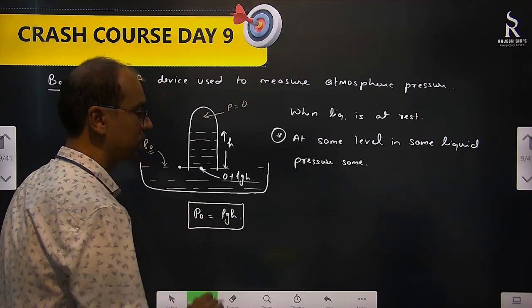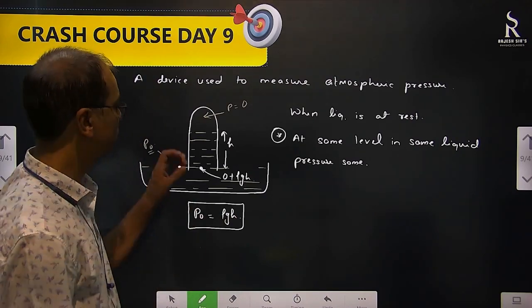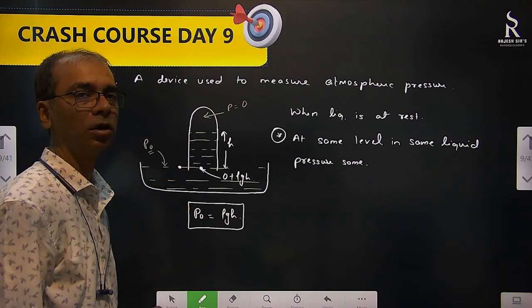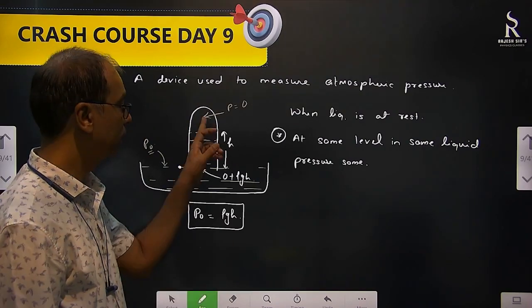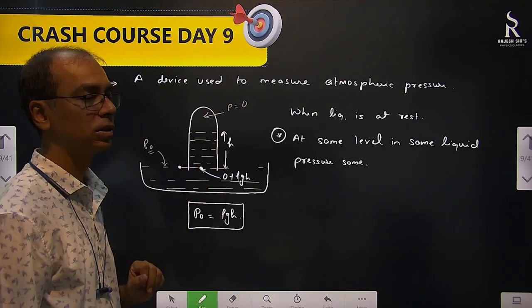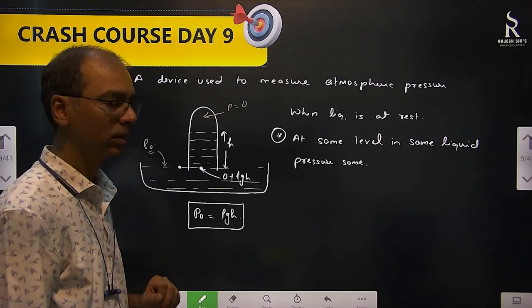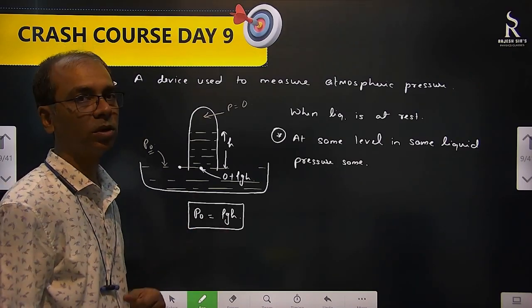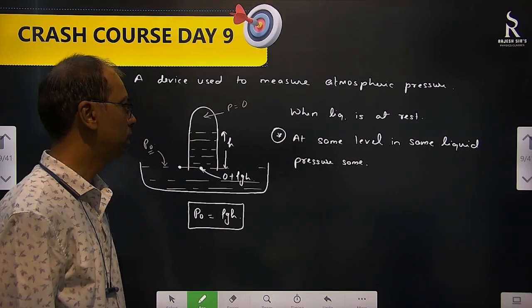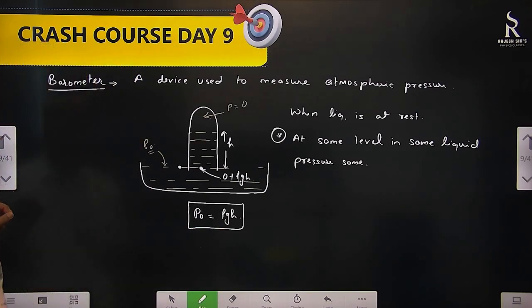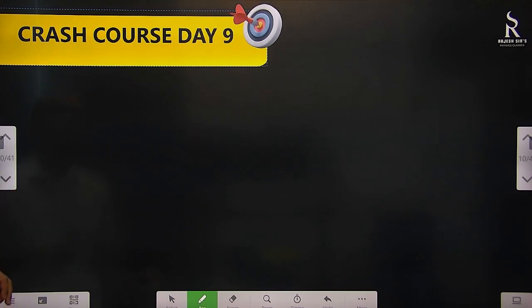Now from here, this is called 76 centimeter of mercury column, equal to 1 atmospheric pressure. If you are taking mercury, it will go up to what height? 76 centimeter. That's how it comes. This is atmospheric pressure. Okay, right. Then another device is there, manometer.